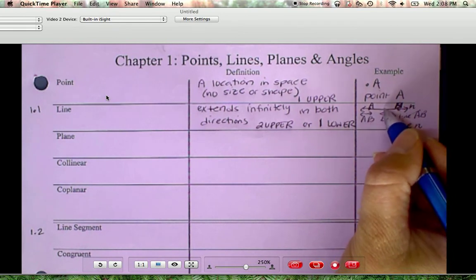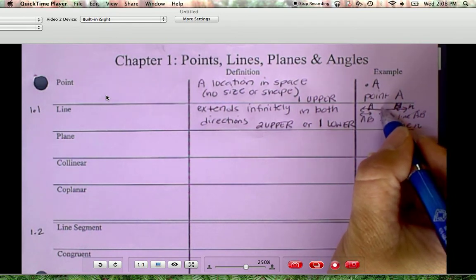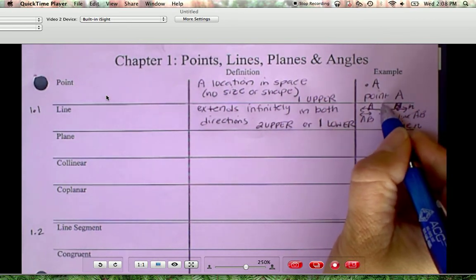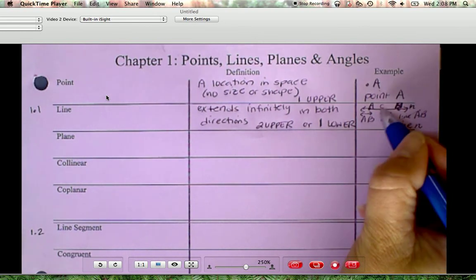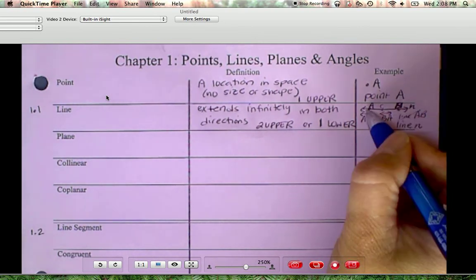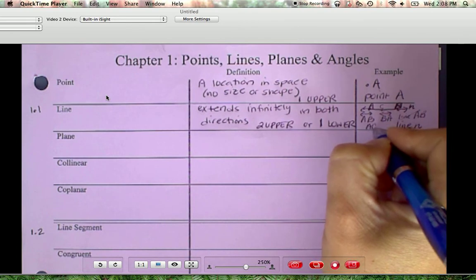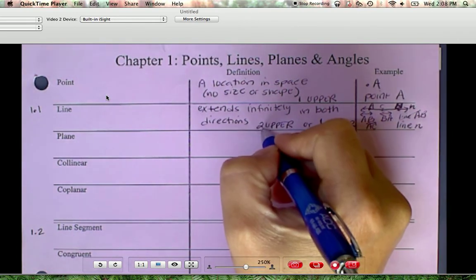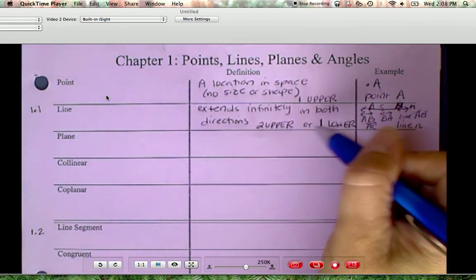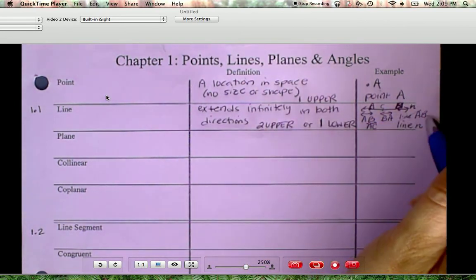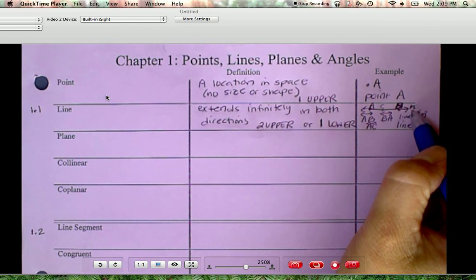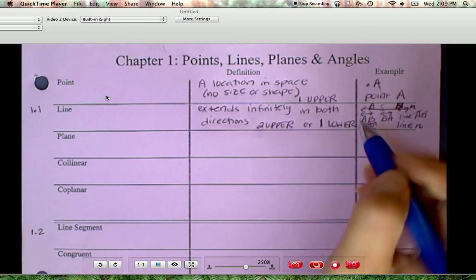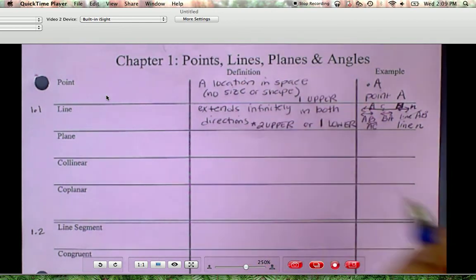Sometimes you don't have a choice, and only points are labeled and you have to name it by points. If there are 3 points along the line, you choose only 2 of those points. So if there were a C here, it would still be line AB or line BA, or it could be line AC. Okay, you have to choose only 2 uppers, 2 points to name that line. And then if there is 1 lowercase at the end of the line, then you could call it by that 1 lowercase. The 2 upper is the one we use more often.